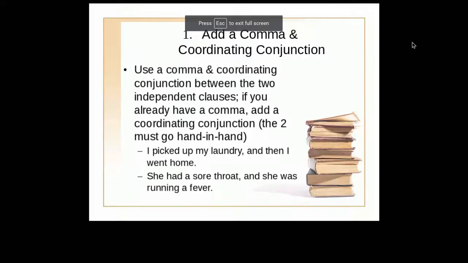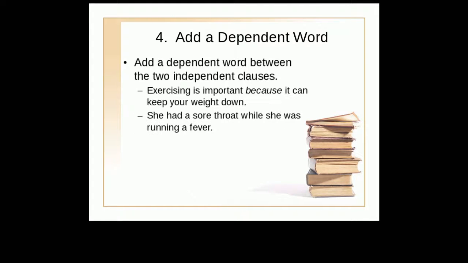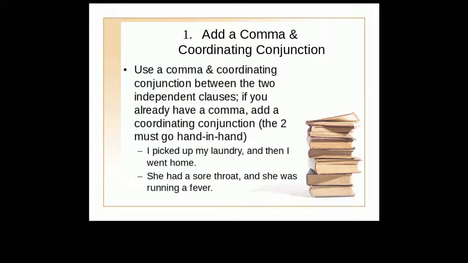Nope. Okay. So look here. I picked up my laundry, comma, and then I went home. She had a sore throat, comma, and she was running a fever. For, and, nor, but. Oh my goodness, look. For, and, nor, but, or, yet, so. There it is, right there. Coordinating conjunction. And you're going to see that in a few minutes when you do your practice.